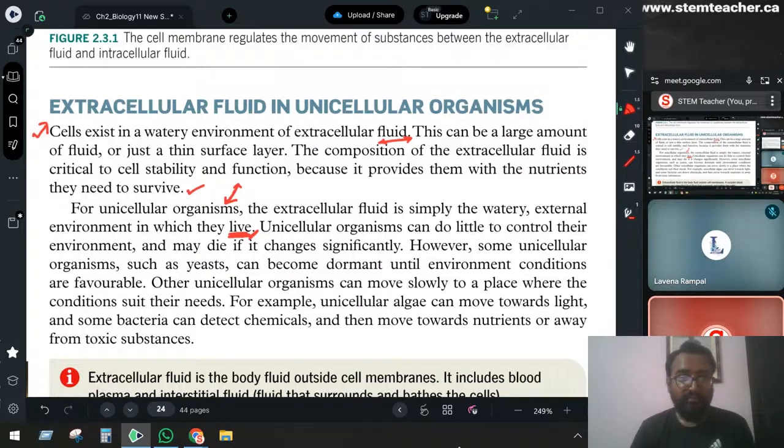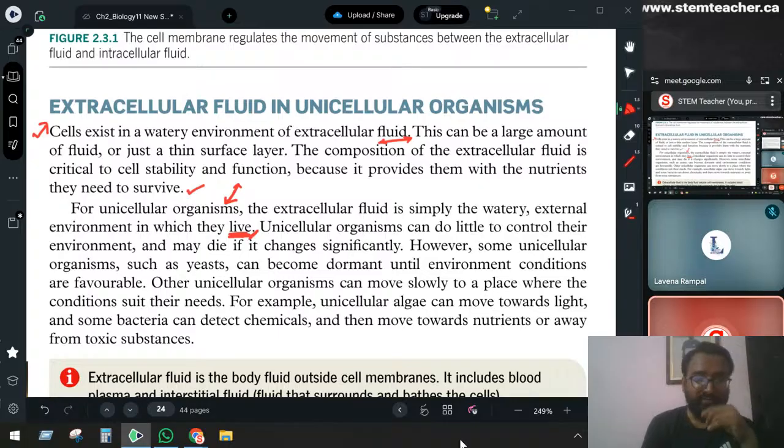However, some unicellular organisms such as yeast can become dormant until environmental conditions are favorable. Other unicellular organisms can move slowly to a place where the conditions suit their needs. For example, unicellular algae can move towards the light, and some bacteria can detect chemicals and then move towards the nutrients or away from toxic substances.